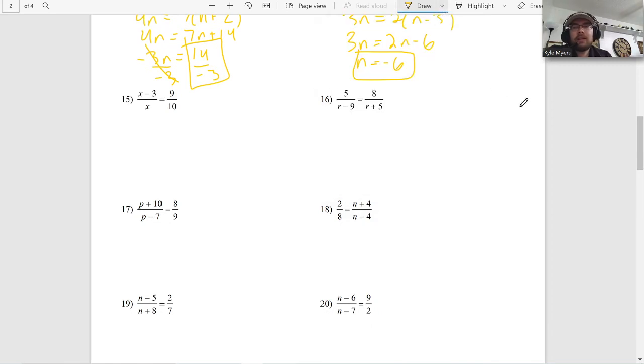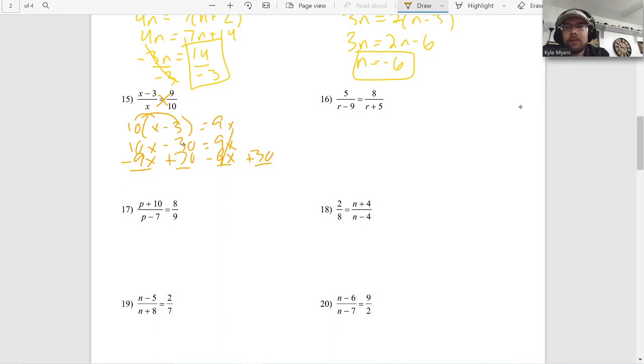All right, and that is why I like to keep my variable positive, because sometimes that happens. All right, switching colors again. So cross multiply, 10 times x minus 3, 9x, distribute, 10x minus 30 equals 9x. Let's do this. So we subtract 9x on both sides, add 30 on both sides. That goes away, that goes away. 10x minus 9x is x. We add 30, x is 30. You don't have to do it that way. You could have also subtracted 10x on both sides and then divided both sides by negative 1. Either way, it would have taken 2 more steps to get the answer that way.